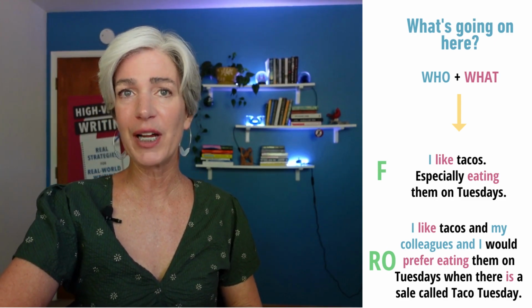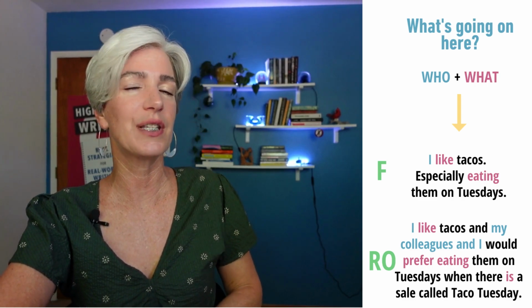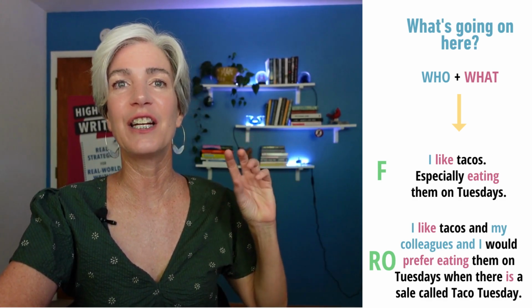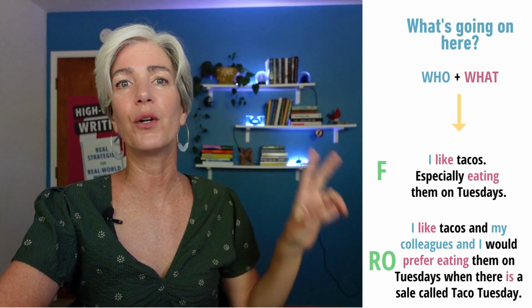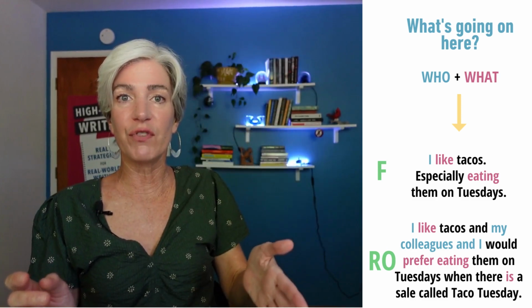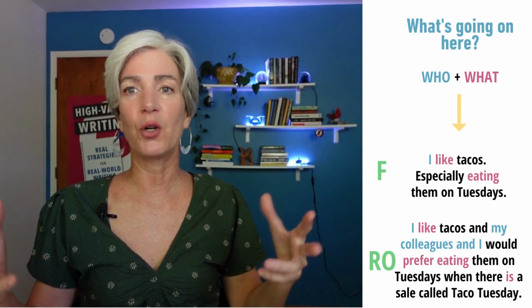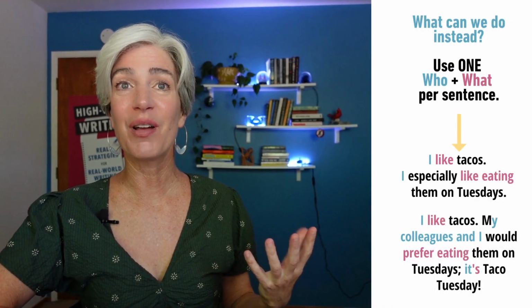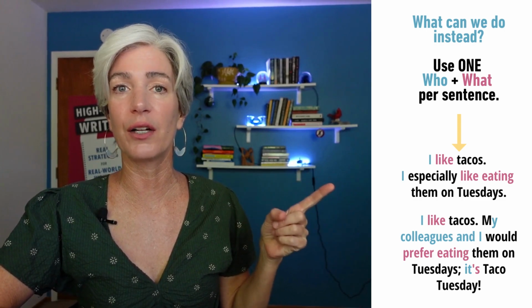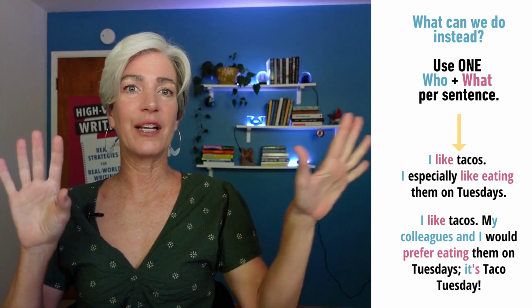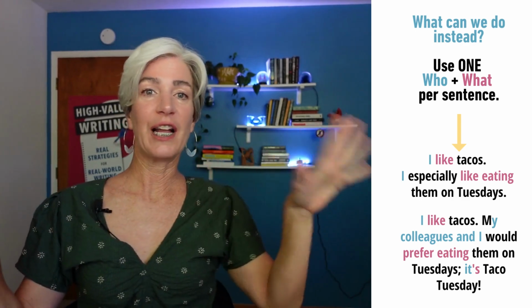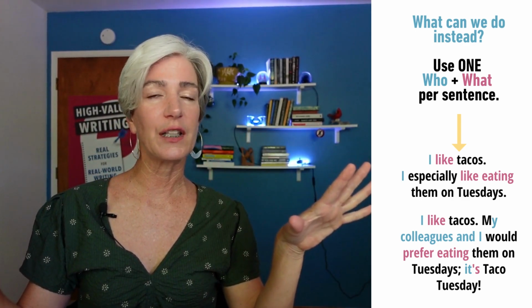I like tacos, and my colleagues and I would prefer eating them on Tuesdays when there is a sale called Taco Tuesday. Surely I could have broken that up somehow. Again, it's confusing for the reader to hear who, what, again and again. Every time you're going to use a who, what pair, you need some kind of division between them, period, semicolon, connector word. And we fixed them in this way over here by thinking about making one who, what pair per sentence. I like tacos. I'm going to do like who, what. I like tacos. I especially like eating them on Tuesdays. I like tacos. My colleagues and I prefer eating them Tuesdays.